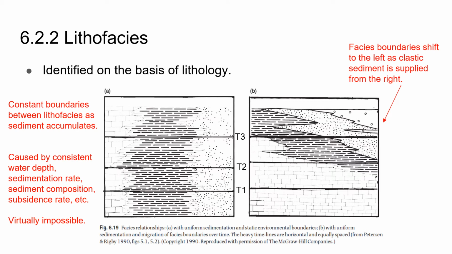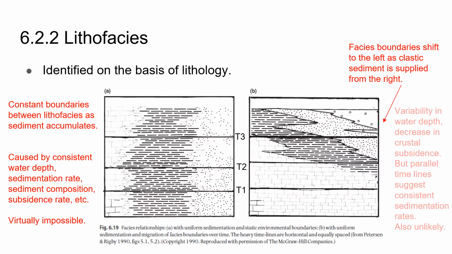In this case, our facies boundaries do shift. Notice that if you go from time 1 all the way towards the top, our facies are shifting over towards the left, and that's because we're seeing clastic sediment supplied to the right. This would account for water depth variability and maybe a decrease in the crust subsiding. But again, parallel timelines, totally equal in thickness, suggest that sedimentation rate is absolutely consistent. This is possible, but very, very unlikely, because your sedimentation rate is almost never consistent for any considerable period of time.